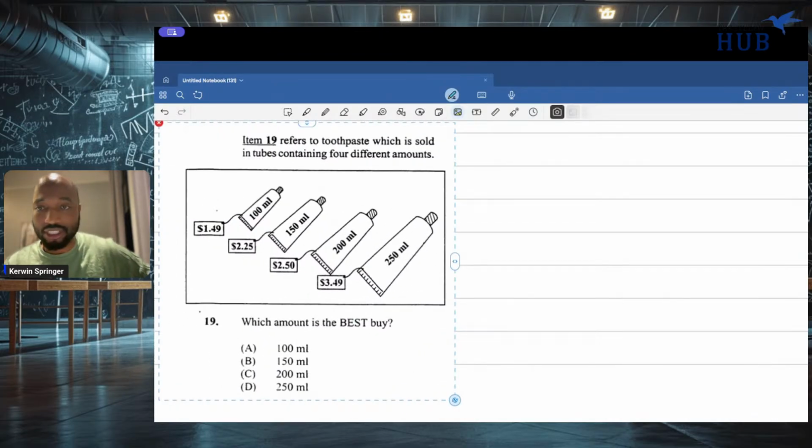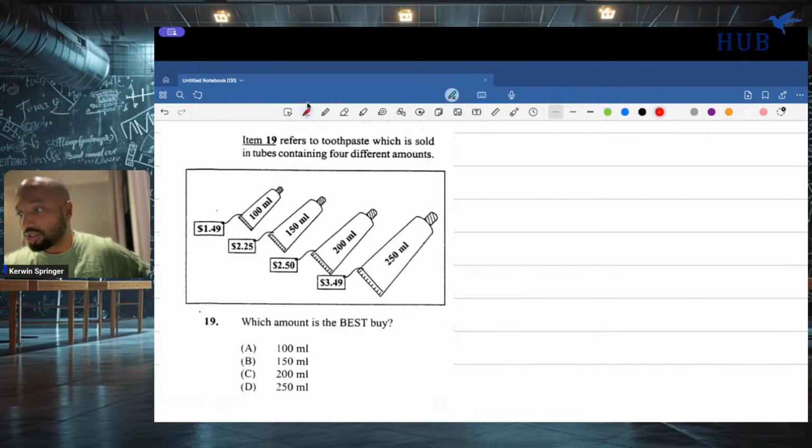What is the amount? I think this is one of the annoying questions. It takes a little while to work it out.